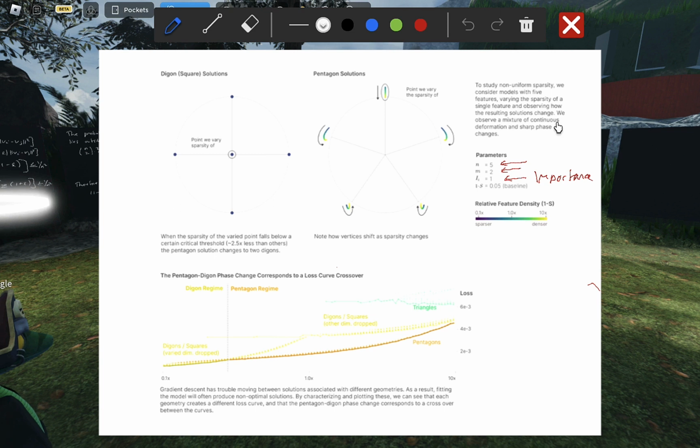And I think the idea of why they do this is they want to show that non-uniform superposition is, in some sense, a perturbation theory of the uniform case. Okay. So we can see here on this pentagon-diagon phase change at the bottom, the top left graph stays as a diagon regime for certain values of sparsity of this 5th one that they vary in the middle. And then as soon as it crosses over this certain value of sparsity, it switches to this pentagon regime. And then as it gets more and more sparse, these arrows show how the pentagon changes as it goes up the loss curve.